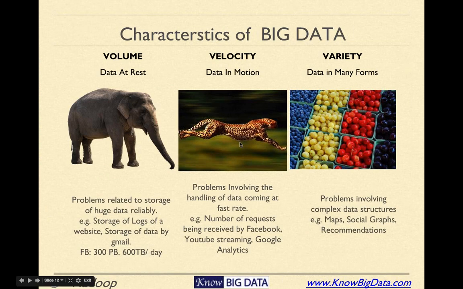Is the variety clear? Volume, velocity, variety. I have removed veracity and value because I don't find them sensible. Just for the heck of changing definitions, people have done that for their press releases. Nothing more than that. So I'm just focusing on these three aspects.